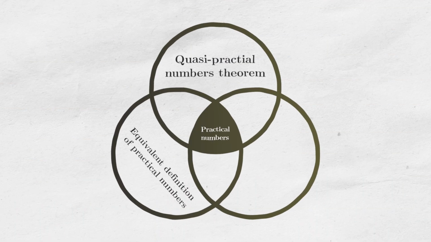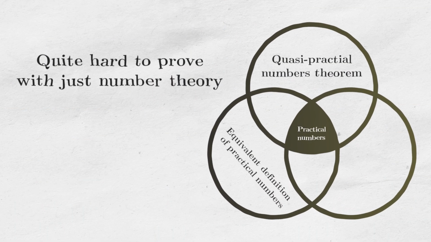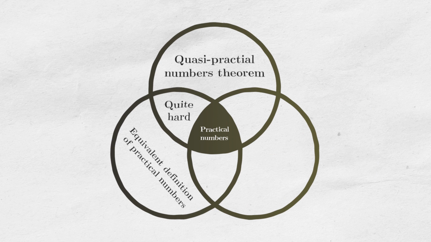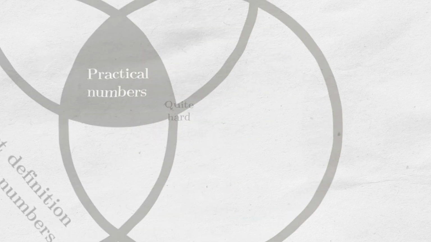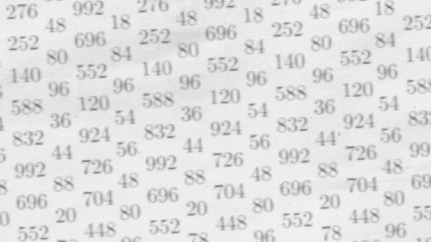What connects these two theorems? They are quite hard to prove with just number theory. You'll see in the second part of this video that with a different approach, these theorems suddenly become natural and easy. Now, the third and last theorem, which is probably the most important one among all of them, is Stewart's criterion.